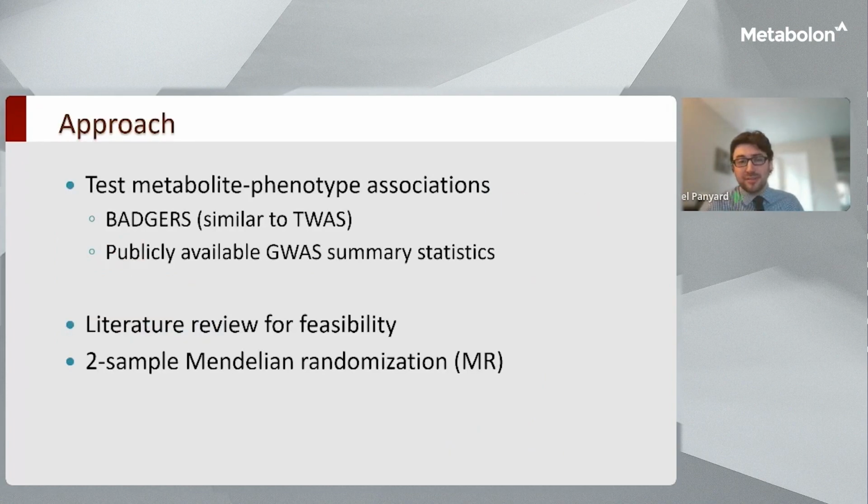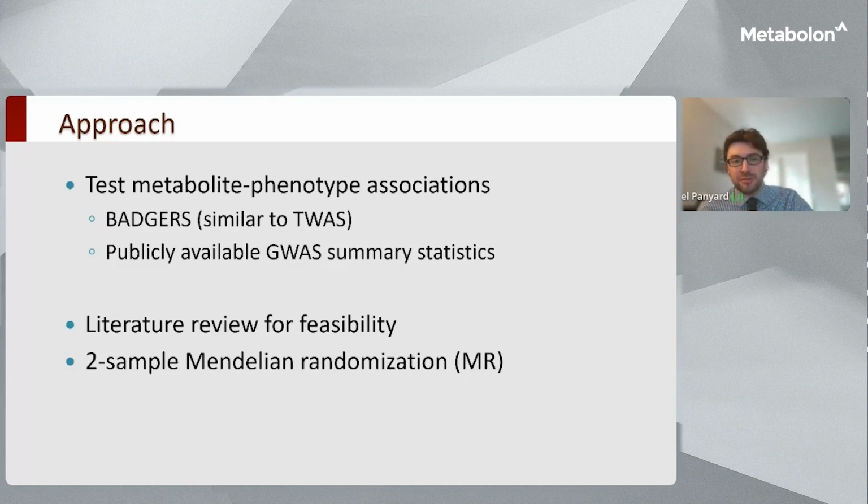So the approach here, as I mentioned before, is to test these metabolite phenotype associations. We're using the Badger software, again, similar to the TWAS methodology. But what's great about this approach is that it allows us to simply use GWAS summary statistics in combination with our genetic prediction models. So we don't even need individual level data to do so.